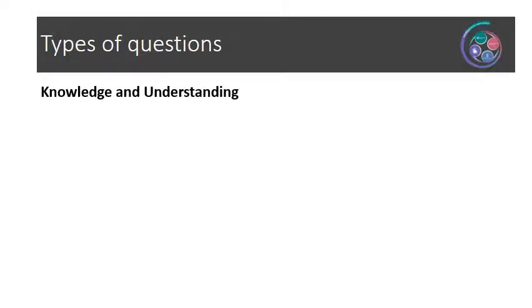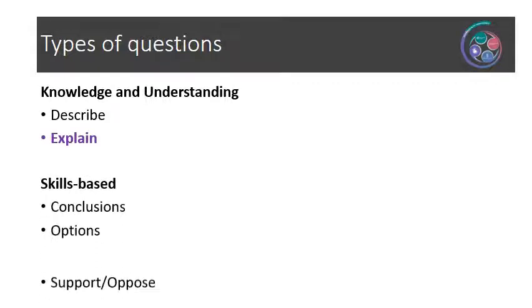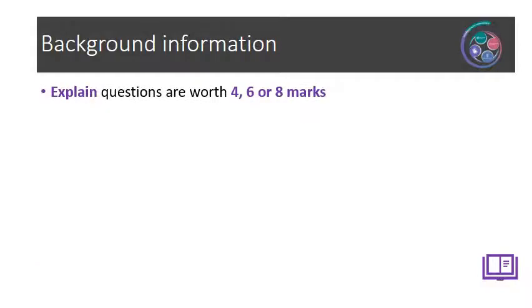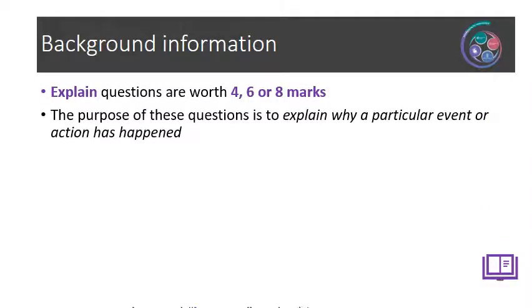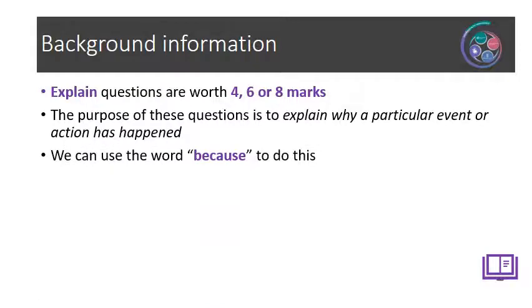So now that we've had a look at the described questions, it's time to look at the ever so slightly more challenging explain questions which will crop up in your National 5 assessment. A little bit of background information about explain questions. Well, these can be worth between 4, 6 or even 8 marks. And the purpose of these questions is to explain why a particular event or action has happened. And for that reason, we would look to be using the word because to do this.